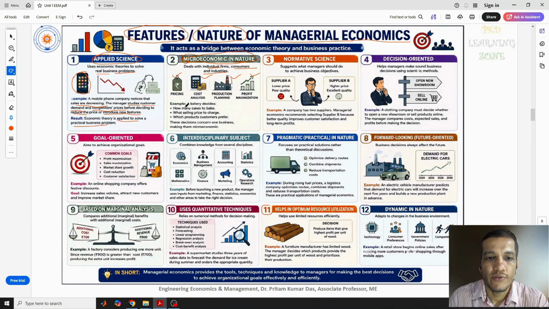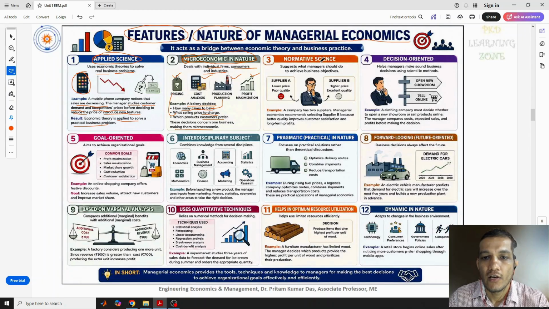Let's take an example for this also. Suppose a bakery shop decides how many cakes to bake, what selling price to charge, and what products customers prefer. So customer satisfaction, the price, and how many cakes need to be baked. This is the production and cost analysis, the pricing for the selling price, and profit maximization as well as customer preference. So these are the decisions concerned with one business, which makes them microeconomic.